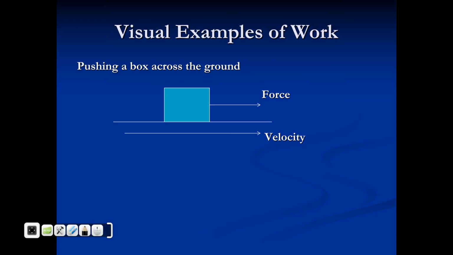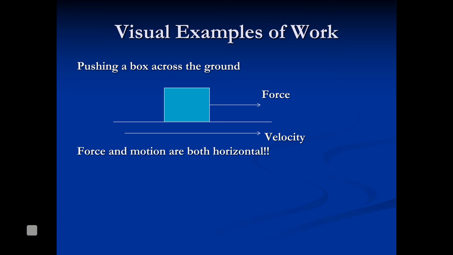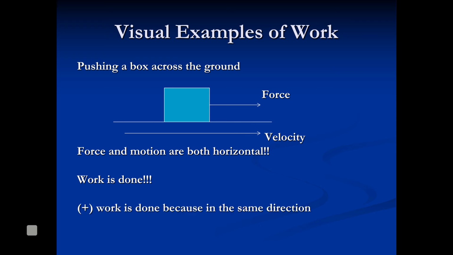So, when I push a box across the ground, work is being done. Why? It's because I am applying a force and the object is moving horizontally. You can see I have velocity right here. Both the force and the change in distance are in the same direction. When both the force and the change in position, displacement, are in the same direction, or both horizontal, work is being done. If they're in the same direction, we're going to say positive work is being done, which means you're adding energy to that object.